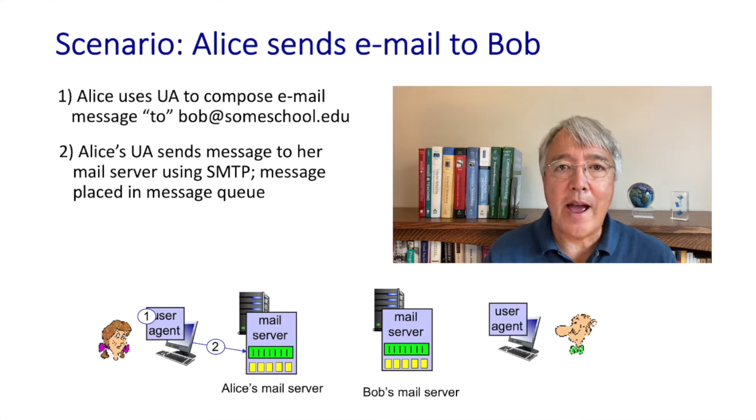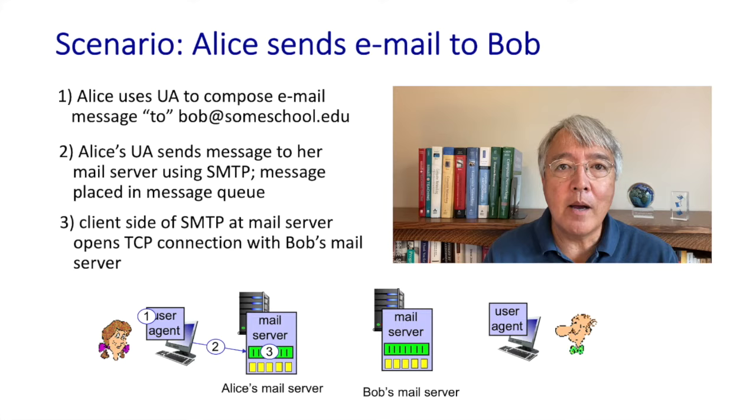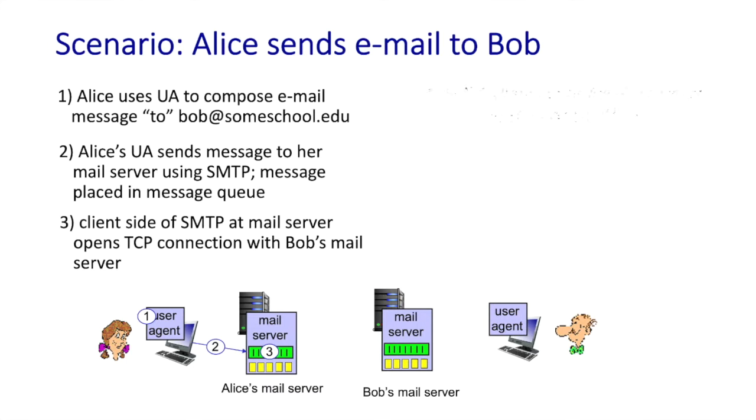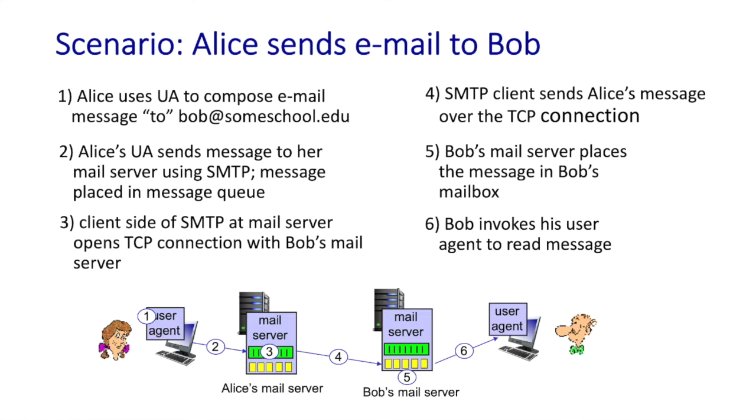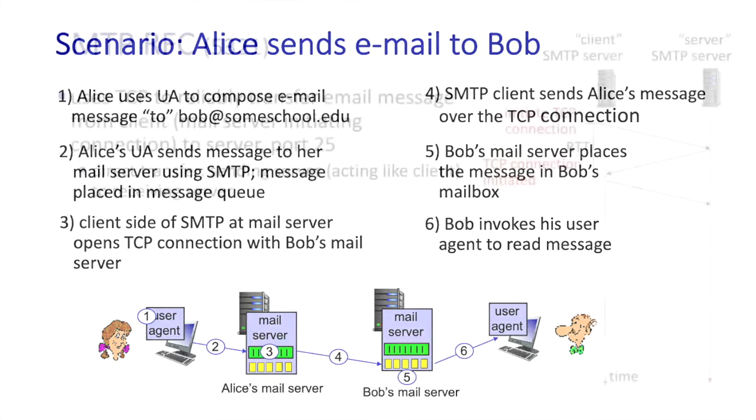The next step, Alice's server is going to contact Bob's server. We've got a server contacting a server, and the first step that Alice's server is going to do is to open up a TCP connection. In step 4, Alice's SMTP server, acting as a client, sends Alice's message over the TCP connection to Bob's email SMTP server. Bob's server then places the message in Bob's mailbox, and then at some point in the future, asynchronously, Bob's going to invoke his user agent and read Alice's message from his email server.